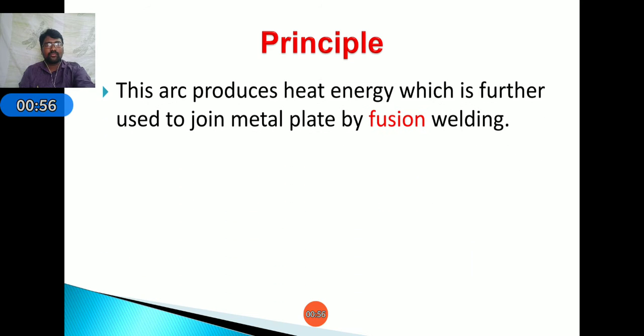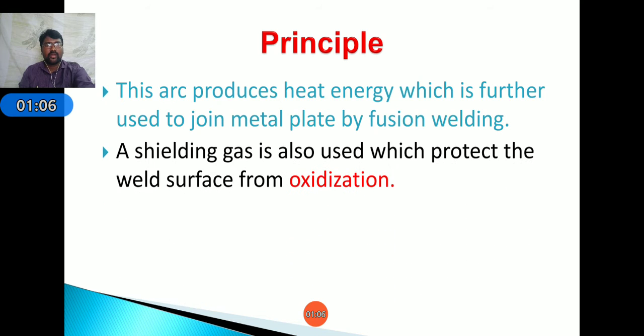Next, this arc produces heat energy, which is used to join metal plates by the fusion welding process. A shielding gas is also used, which protects the welding surface from oxidation.